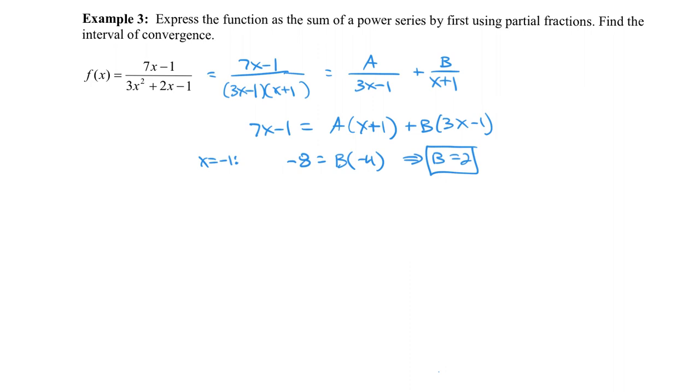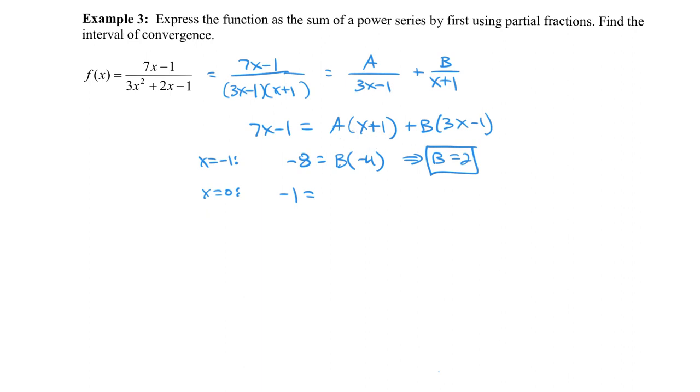For the other one, I could plug in a 1/3 here, but then we're going to have to work with a bunch of fractions. It's okay to do that, plugging in 1/3 works just fine. I don't know which one's easier, maybe they're both about the same, but I'm just going to plug in x equals 0. If I plug in a 0 for x, I'm going to get -1 equals, plugging a 0 in there, and then I'll get a times 1.